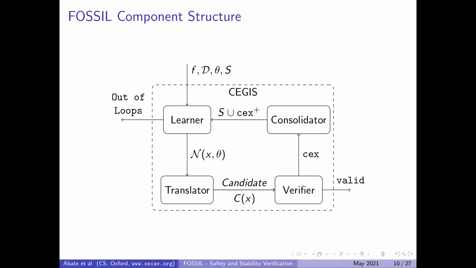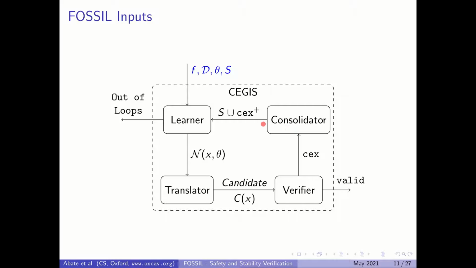I think the best way to describe how Fossil works and the research ideas behind it is to describe to you what we call the component structure. So this diagram here represents the component structure within Fossil. And it might look familiar because, of course, it's a CEGIS loop. We have a learner component and a verifier component. But we also have these two intermediate components that I'm going to describe in detail shortly. What I'd like to do is essentially take you through each component in turn, how it works and how it works with all the other components to synthesize these certificates.